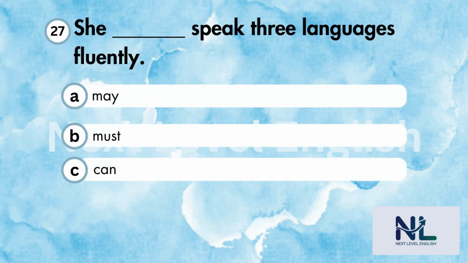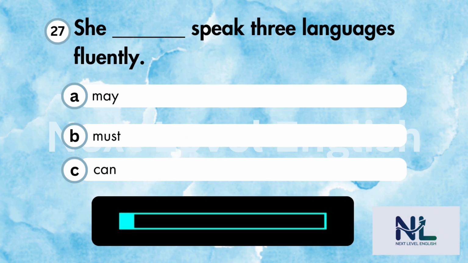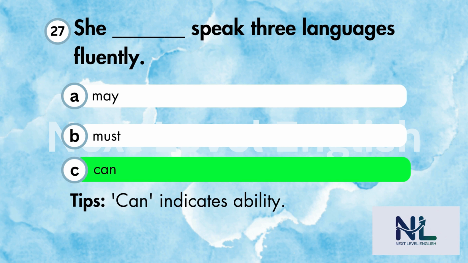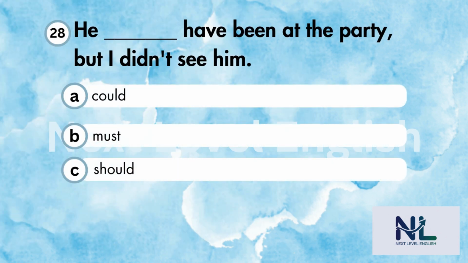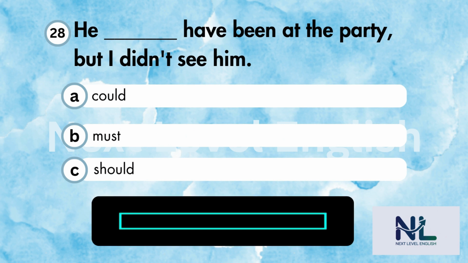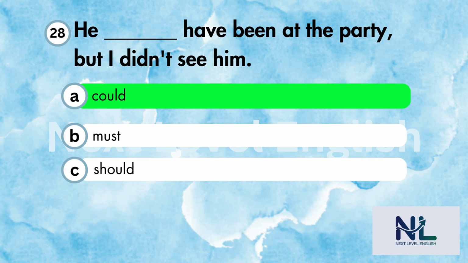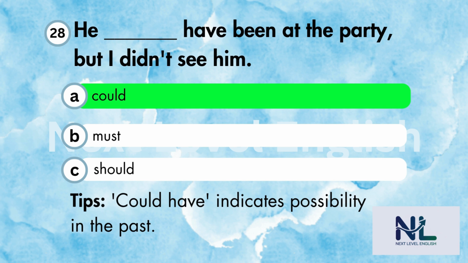27. She speak 3 languages fluently. Can. Tips, can indicates ability. 28. He have been at the party, but I didn't see him. Could. Tips, could have indicates possibility in the past.